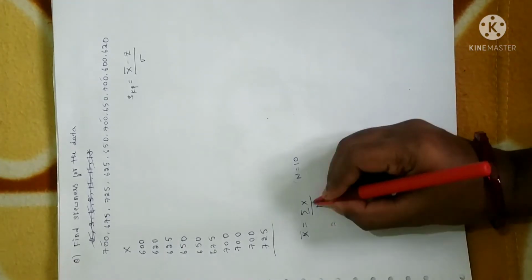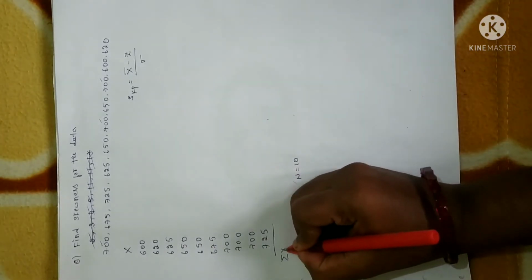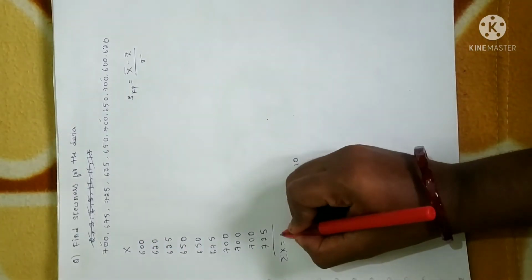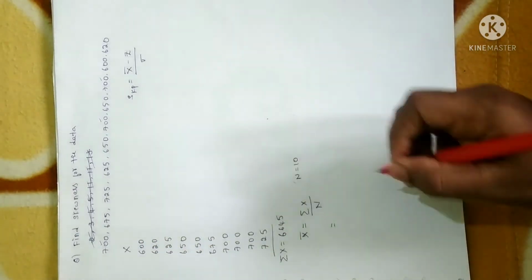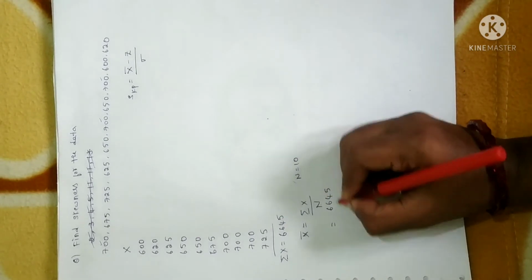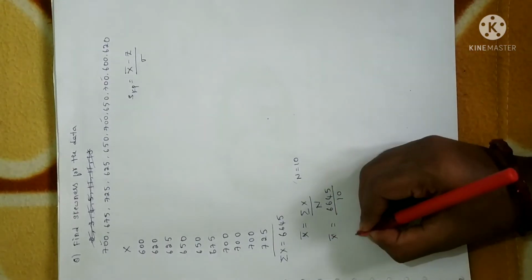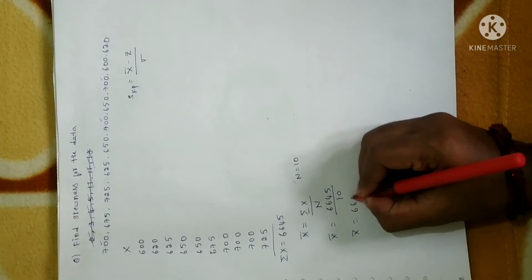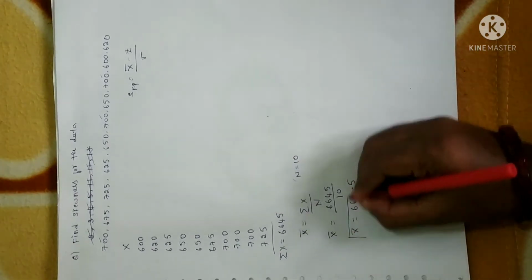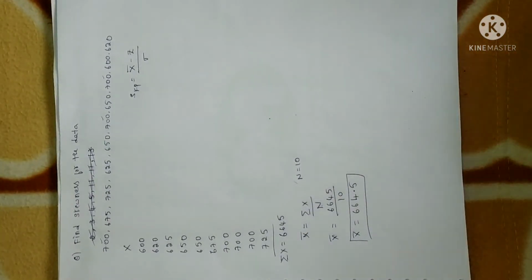Now the mean value will be sigma x, in the sense you have to add all these values. Use a calculator, add all these values. You will get 6645. Fine. So 6645 divided by 10. So the required mean value will be 664.5. Fine. So I have obtained the mean value.